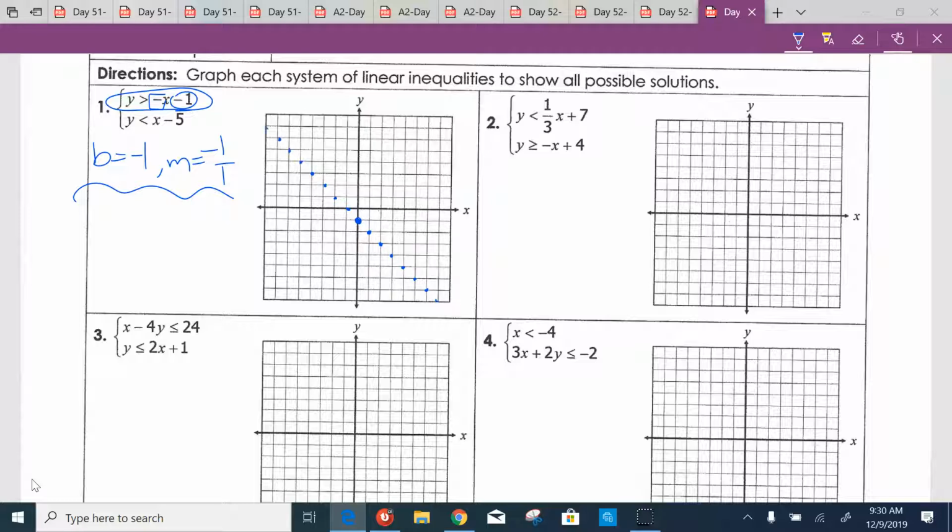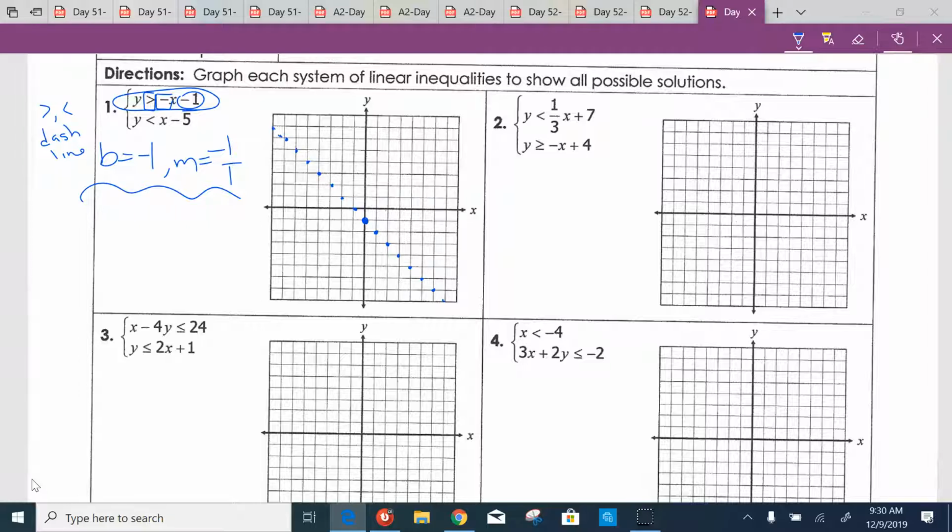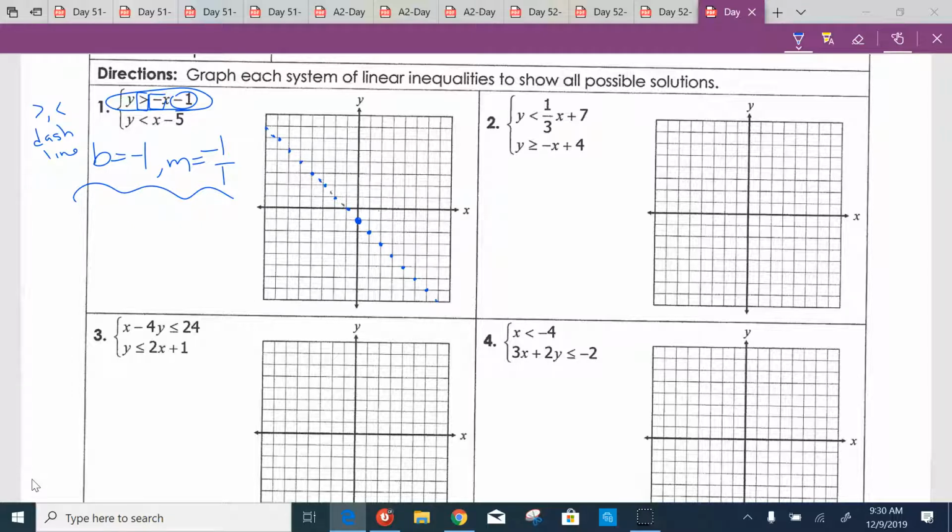Now, I have a greater than symbol there. Whenever you have greater than or less than by themselves, you will connect with a dashed line. So I connect all these points with a dashed line, not a solid line. That means this dashed line acts as a border between where all my solutions will be found and where my non-solutions will be found.